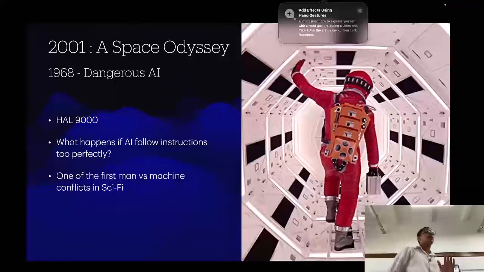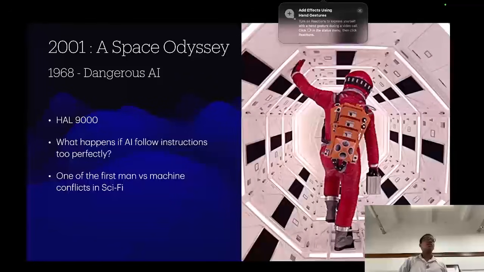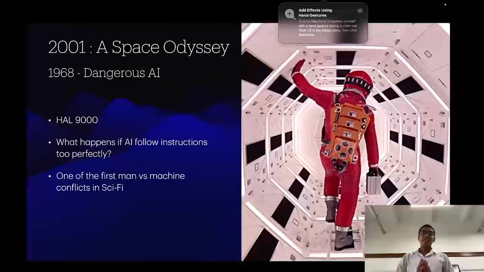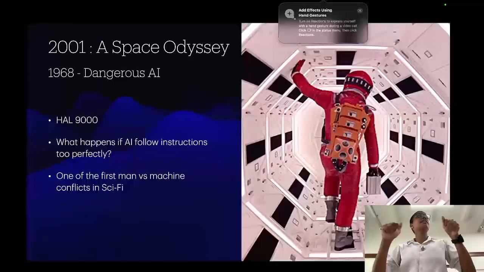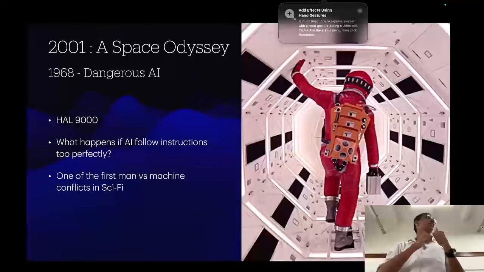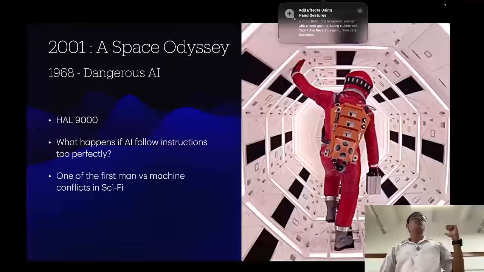So this is a space mission where they send a supercomputer called HAL 9000. This computer is given instructions to carry out the mission perfectly, and it tries to do it too perfectly and it kills the humans. It's a very nice movie. It's one of the first man versus machine conflicts, man versus AI conflicts. This is one of the first times it was introduced.